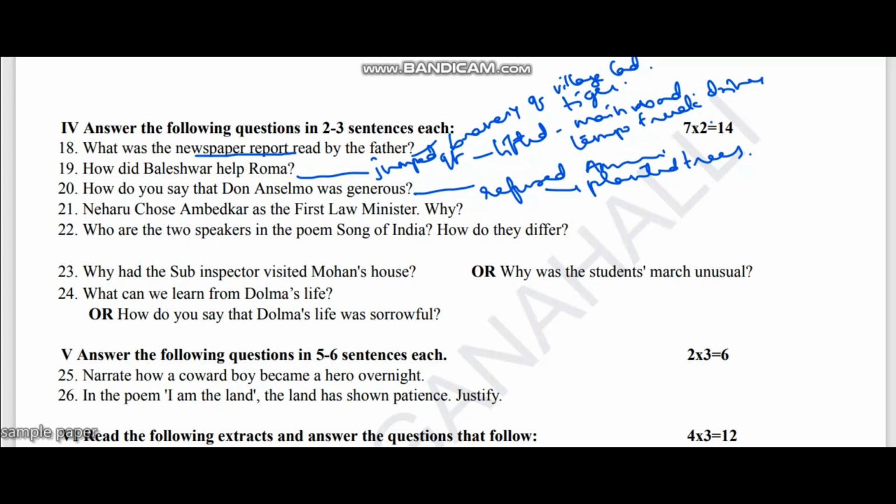Nehru chose Ambedkar as the first law minister. Why? Because it was a recognition of Dr. Ambedkar's skills in the field of law and legislation, and also it was a tribute to his vision of social justice.